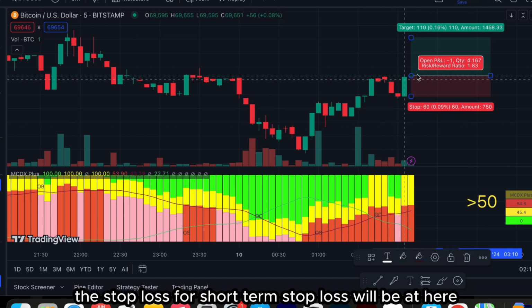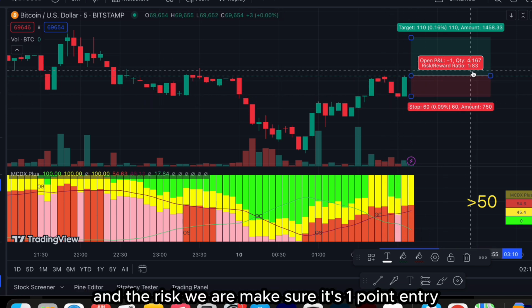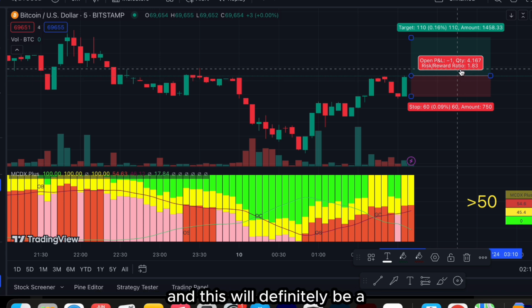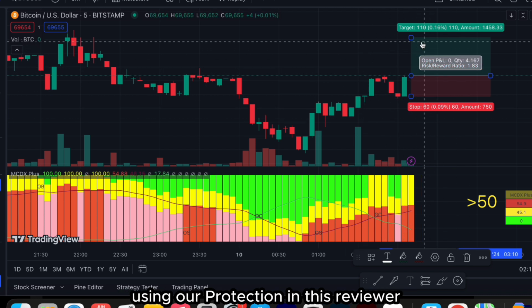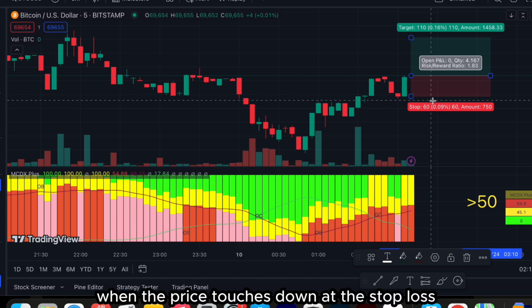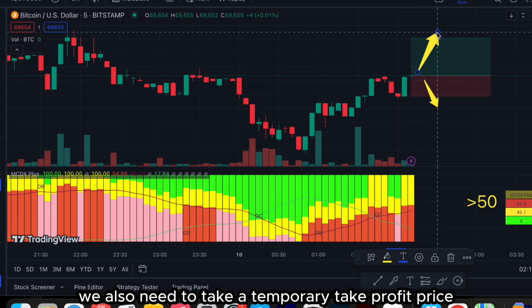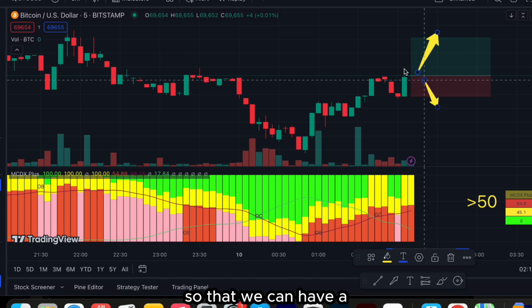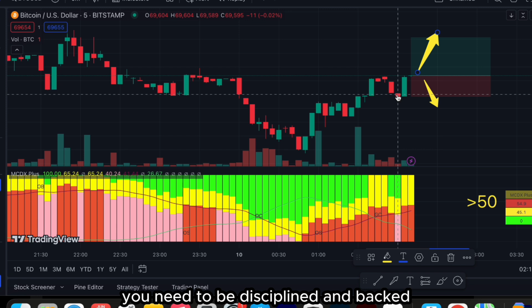The short-term stop loss will be here, at the support and resistance based on the previous chart, and the risk reward ratio is 1.83, meaning that we can make more reward compared to our risk. This will definitely be one of the good trades if we are disciplined using our risk reward projection. When the price touches the stop loss, we need to cut loss. When it's going up, we also need to take a temporary take profit so that we can have a risk reward ratio of 1.83. You need to be disciplined and backtest your result.